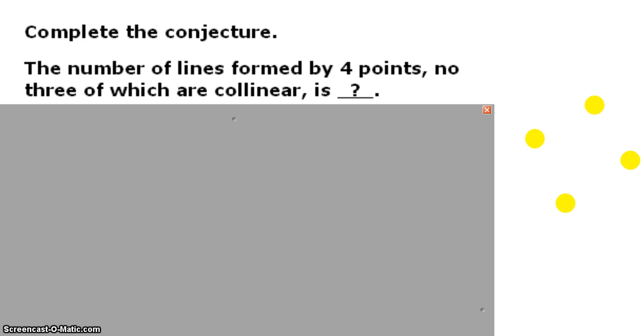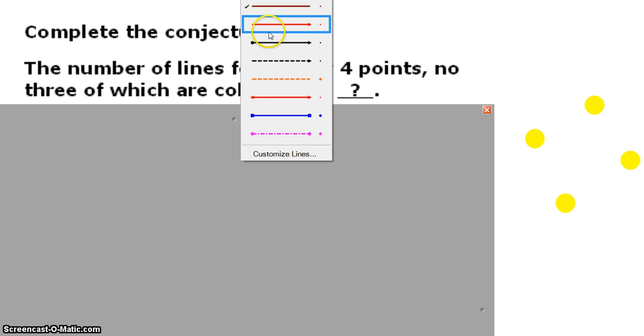Okay, so let's try to complete the next conjecture. And so take this down. The number of lines formed by 4 points, no 3 of which are collinear, is... So to the right I have 4 points. So we can run a test here as well. If I grab a line, let me grab a line up here. Here's a line.